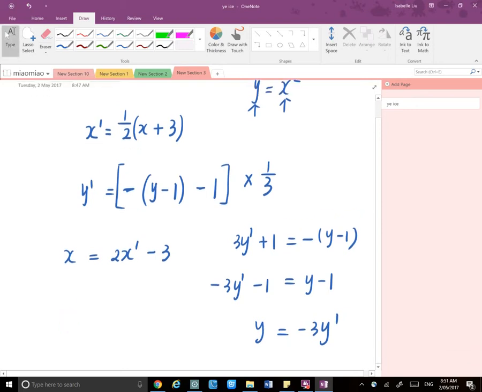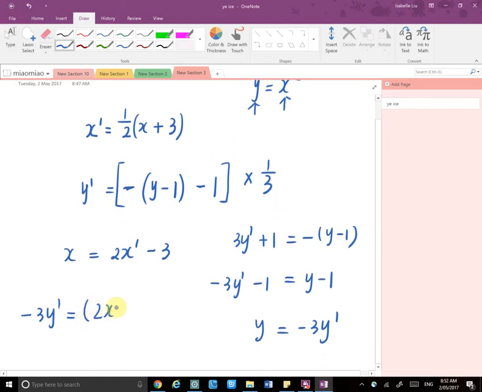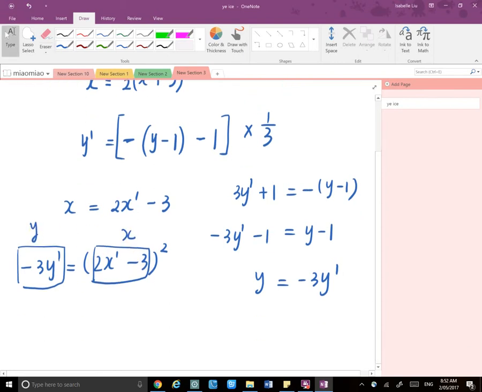Therefore, I'll do substitution. Negative 3y dash equals, the x will change to 2x dash minus 3, and then square. Okay, that is the y position and that is the x position. y equals x squared. And therefore, y will equal negative a third of (2x minus 3) to the power of 2.